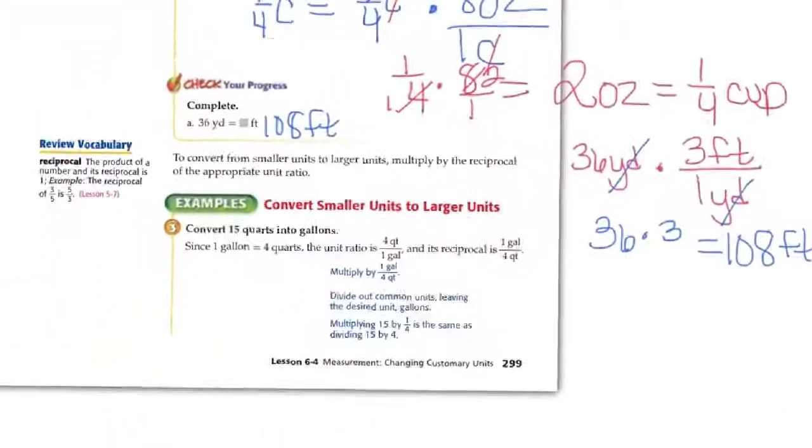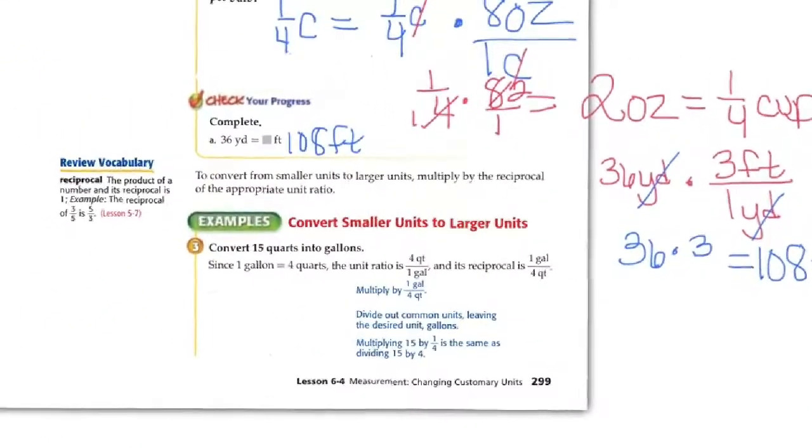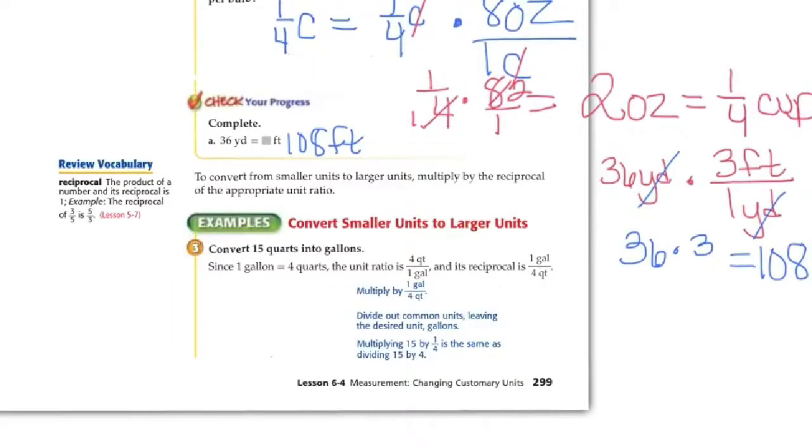Let's try an example down here. To convert from smaller units to larger units, multiply by the reciprocal of the appropriate unit ratio. Convert 15 quarts into gallons. Since 1 gallon equals 4 quarts, the unit ratio is 4 quarts to 1 gallon, and the reciprocal is 1 gallon to 4 quarts. Just like flipping fractions, it's the same thing. So you would multiply by 1 gallon over 4 quarts. Let me write this out.